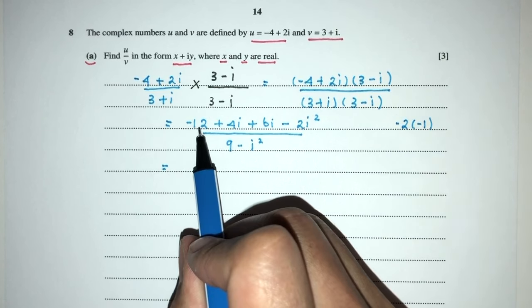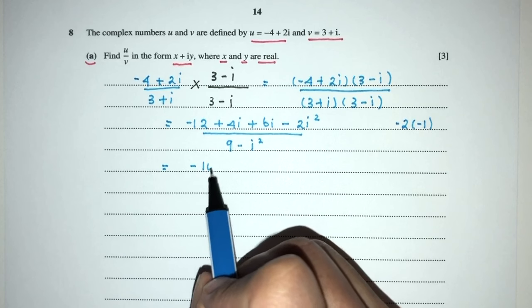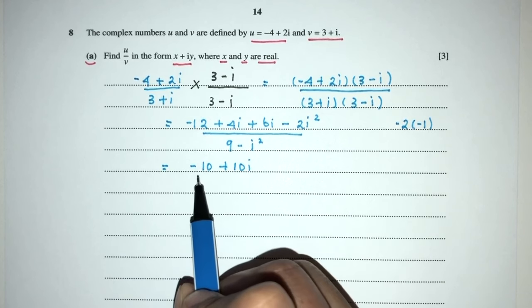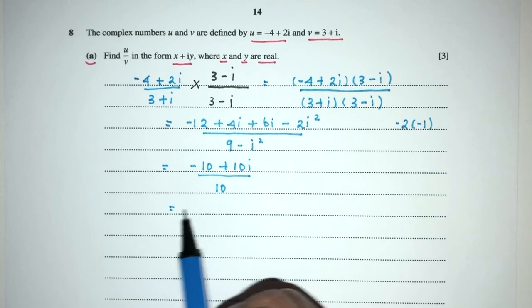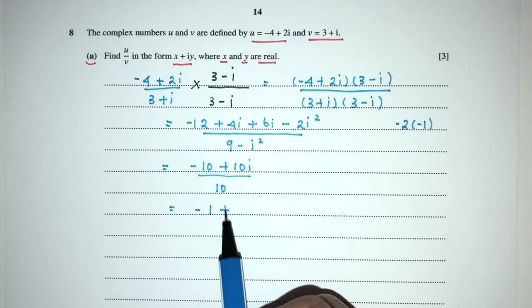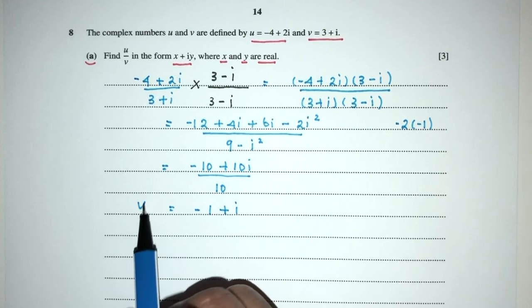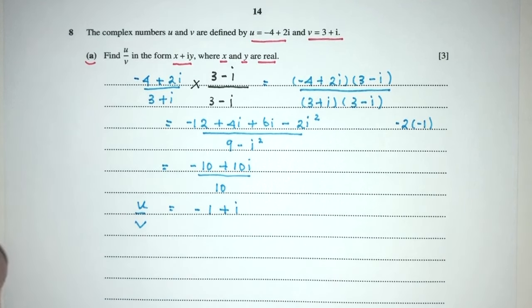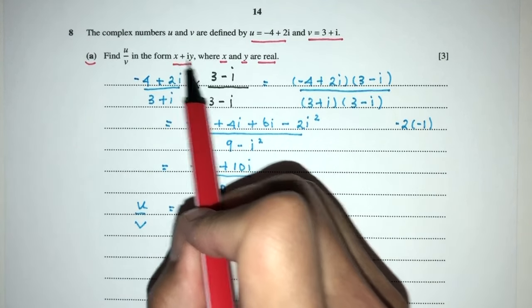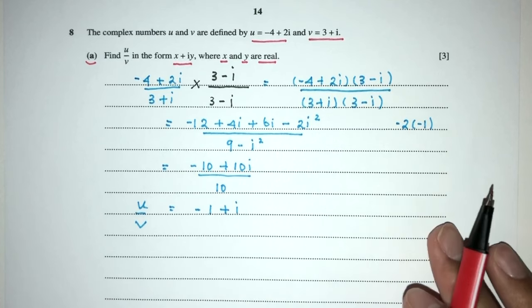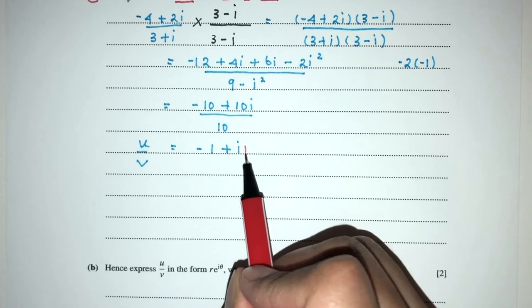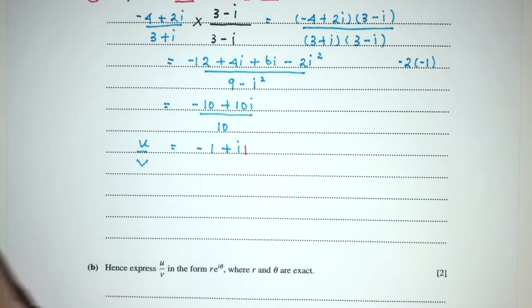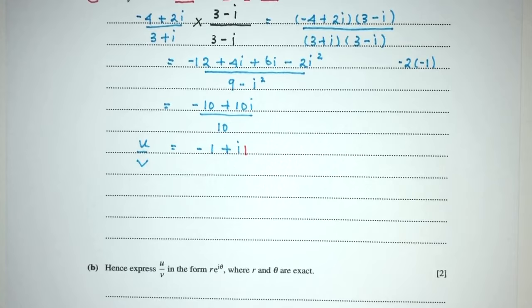So minus 12 plus 2 will be minus 10, plus 10i, over the value of 9 minus minus 1, that should be 10. So simplify, that will be minus 1 plus i. That will be u over v in terms of this form, x plus iy. So as we can see, the i is here, y is basically 1. So this is the same thing, right? So this is the answer for part A of the question.